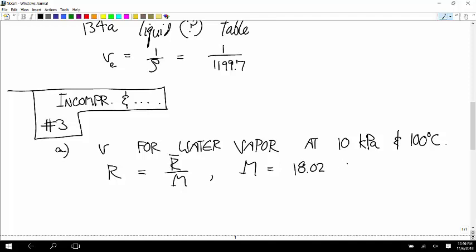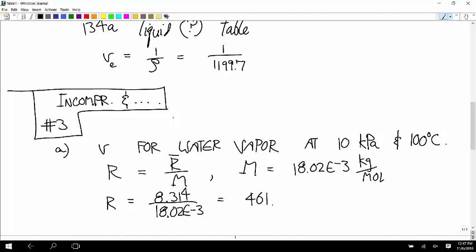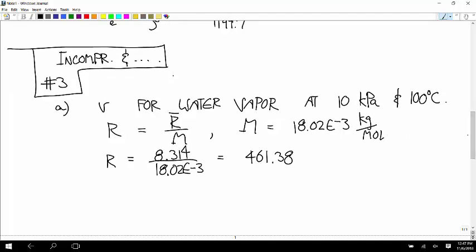And in SI units, that's kilograms. No, that's times 10 to the minus third kilograms per mole. And so R is equal to 8.314 divided by 18.02 times 10 to the minus third. And what do you get for that number? 461.38.